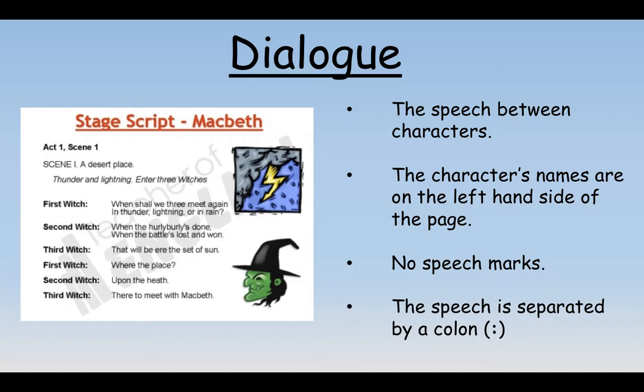To have a dialogue, you need to have at least 2 people. So a dialogue is the speech between characters. The characters' names are on the left-hand side of the page. There are no speech marks. Sorry, the speech is separated by a colon. So we have the character, colon, and then whatever the actor will say. And you can see it on the left-hand side here.